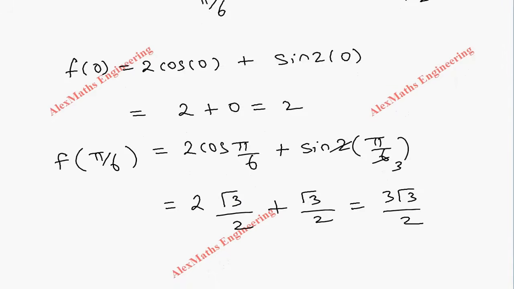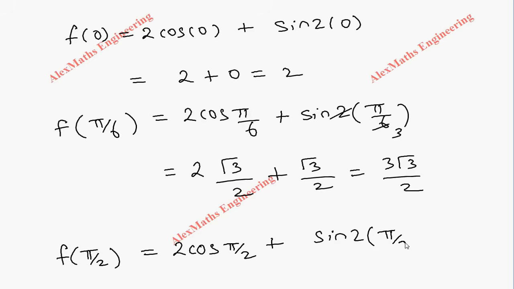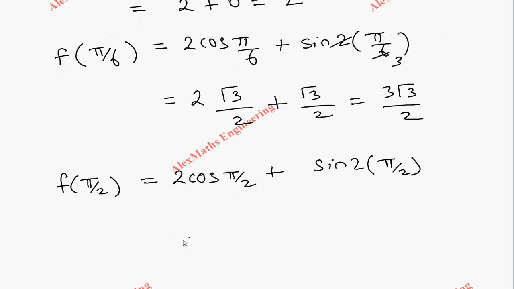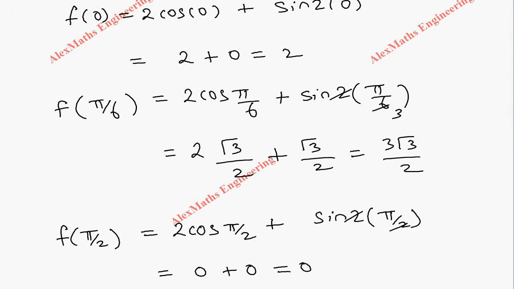Then the last value is pi by 2. f of pi by 2 will be 2 cos pi by 2 plus sin 2 into pi by 2. Cos pi by 2 is 0, and after cancelling, sin pi is also 0. So we get 3 values. From this, the minimum value is 2.